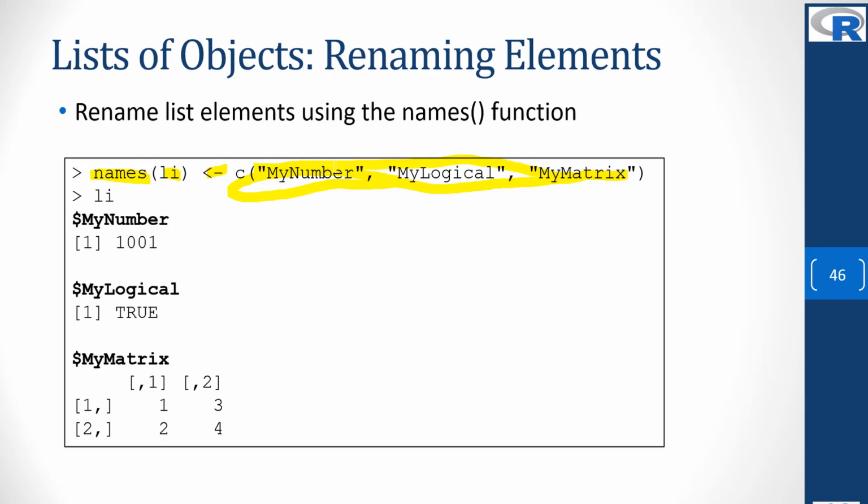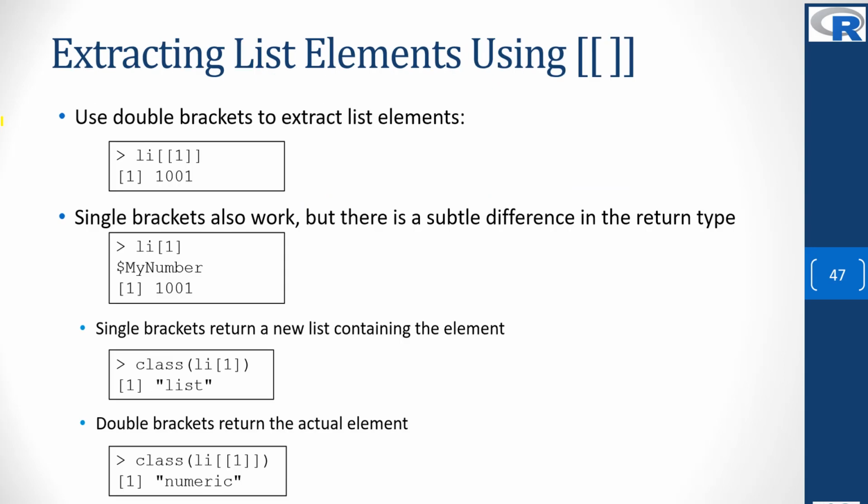We're going to apply the 3 new names shown here to those elements. So now our list contains elements named my number, my logical, and my matrix. The data doesn't change, but the names of each element change. Now we can extract list elements using square brackets.